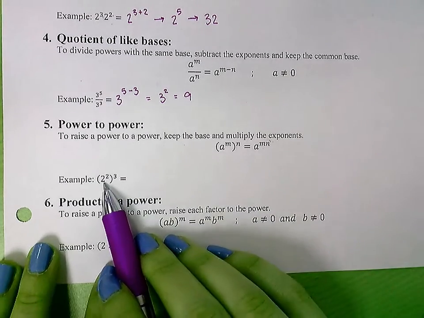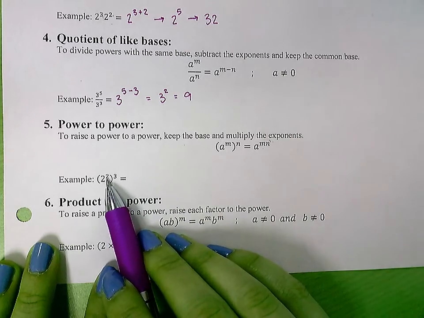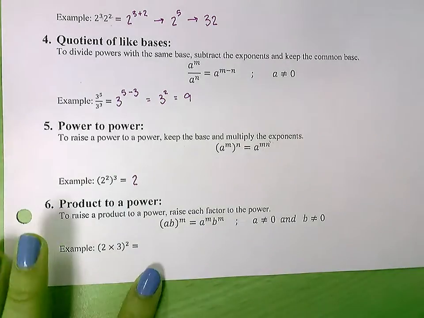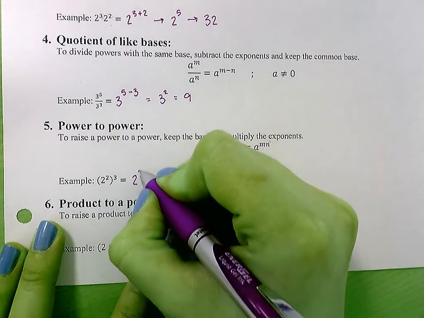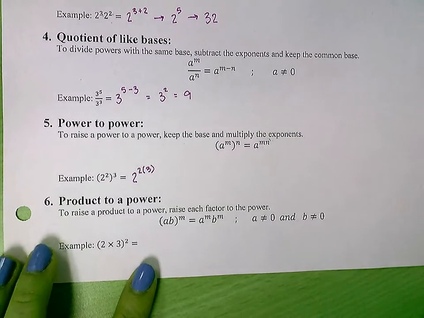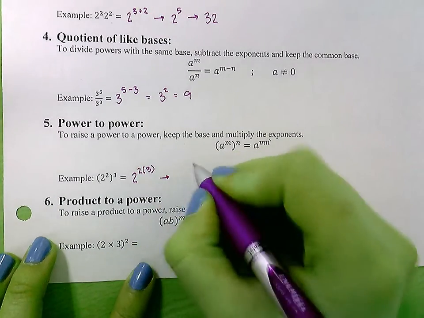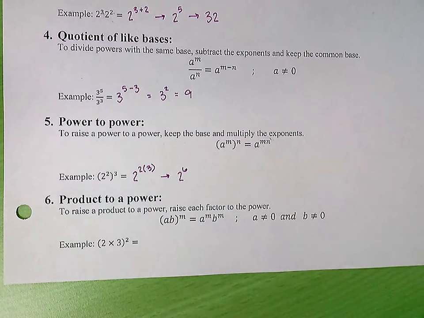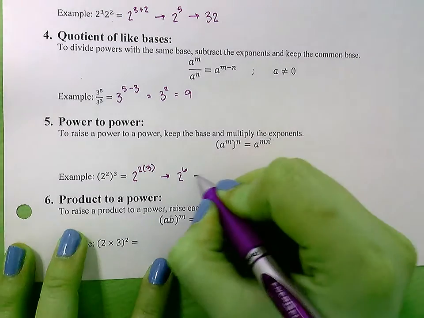So if I have 2 squared raised to the 3rd power, I have my base of 2, and I'm going to take 2 times 3. Okay, so I'll have 2 to the power of 6, which is 64.